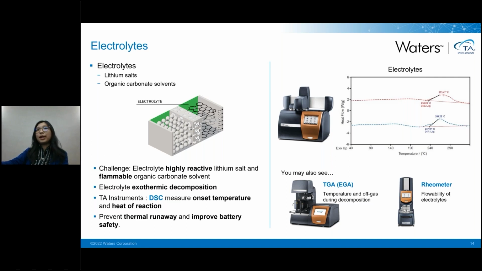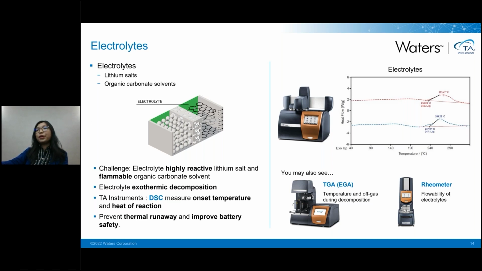Because electrolyte decomposition often involves a very high exothermic reaction. And DSC allows us to measure both the onset temperature, which is when the thermal decomposition occurs, and also how much energy is involved from the heat of reaction. It can allow you to prevent thermal runaway of the battery material and improve battery safety.